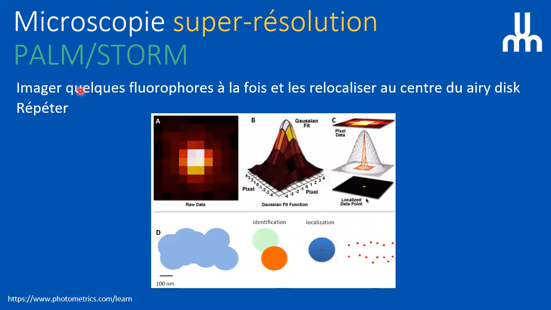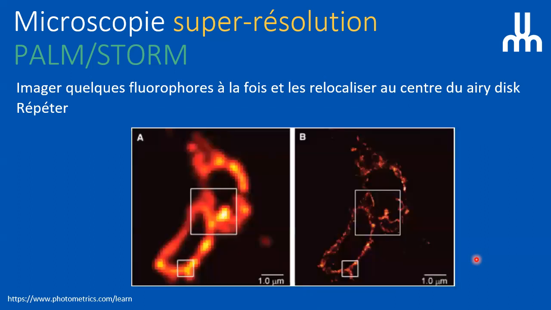So PALM and STORM are two techniques that use different methods to image fluorophores one after the other. Instead of imaging all of them at once, we split this in time. So it obviously takes a lot of time. You sometimes need 10,000 images to get only one super resolution image. That's the drawback, but in terms of resolution, you get much higher resolution. Here you have a confocal microscope image, which has good resolution, and for some people it's going to be enough. But then you have the PALM or STORM resolution, which is much greater.